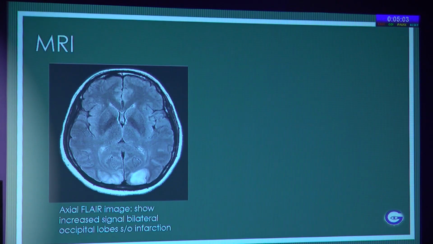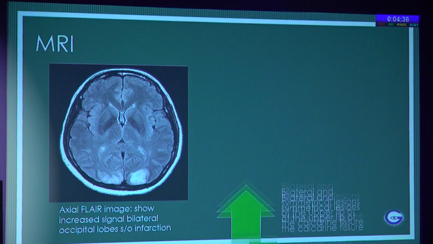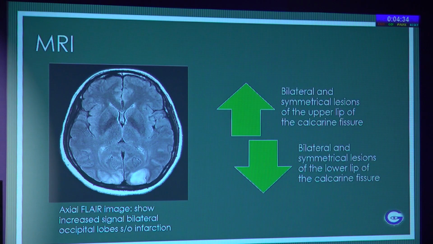So what did we find? We found that there was bilateral occipital lobe infarction, especially at the calcarine fissure, at the inferior lip of the calcarine fissure, which corresponds to the superior field. So when you have a symmetrical infarction in the inferior lips of the calcarine fissure, it can produce bilateral superior altitudinal defects. That's a rare situation, but you keep that in mind if you find a symmetrical altitudinal visual field defect. Similarly, if you have an upper lip of calcarine fissure lesion, you can produce an inferior altitudinal visual field defect.